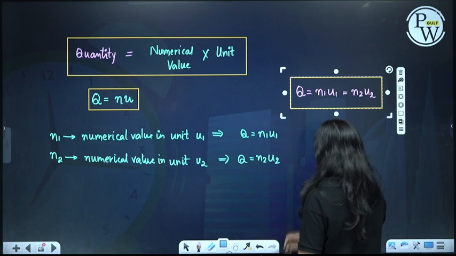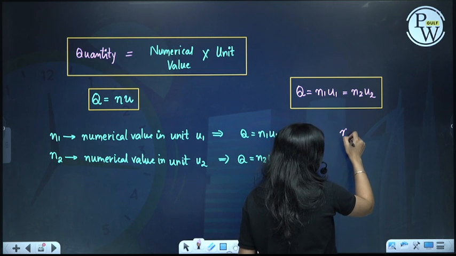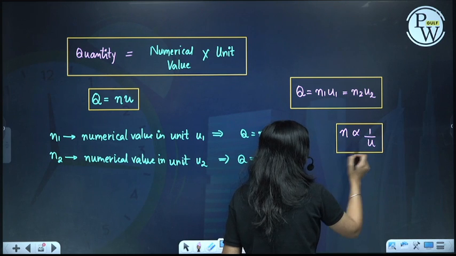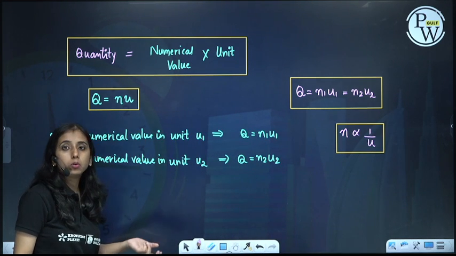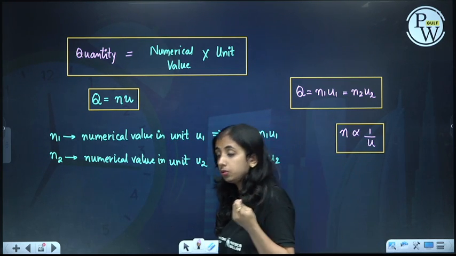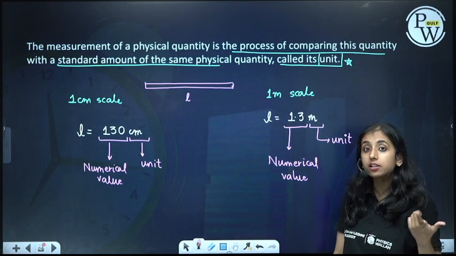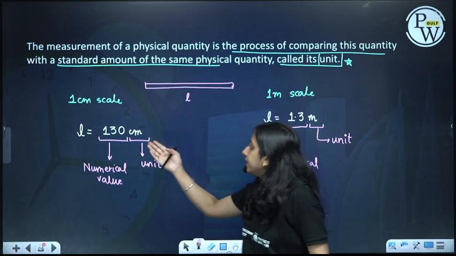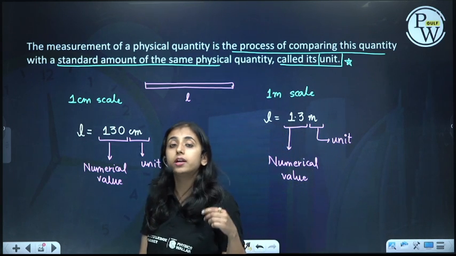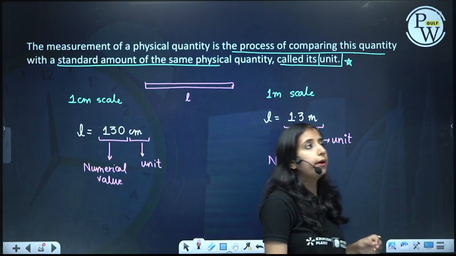Okay, N1 U1 must be equal to N2 U2, or we can say that the numerical value is inversely proportional to the unit being used. See, the larger the unit, the smaller the value. Meter is a larger unit, so 1.3 is smaller. Centimeter is a smaller unit, so we get the numerical value 130. Smaller is the unit, larger is the numerical value, or larger is the unit, smaller is my numerical value.